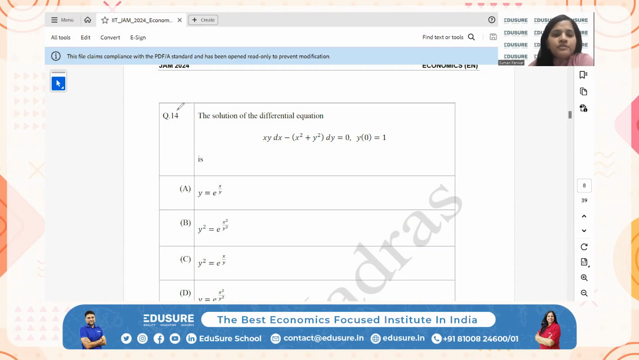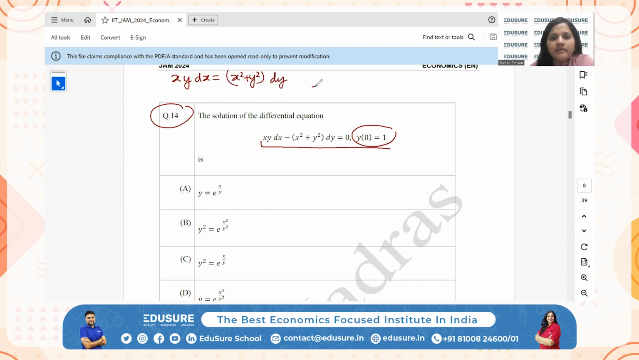IIT JAM 2024, question number 14. We have been given this differential equation with this initial value condition, and we have to choose the correct option which represents the solution of the given differential equation. Okay. First of all, let us try to write it down as xy dx equals x square plus y square dy.